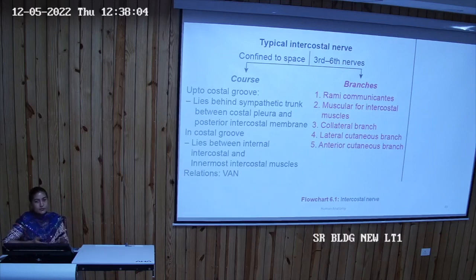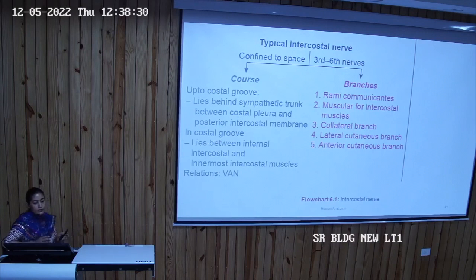So the next layer that you will be finding will be the endothoracic fascia and the pleura. So this is the course of the intercostal nerve posteriorly, starting from the vertebra. When it comes out through the intervertebral foramen, it is running behind the sympathetic trunk between the costal pleura and the endothoracic fascia along with the posterior intercostal membrane. Right? Then in the costal groove.